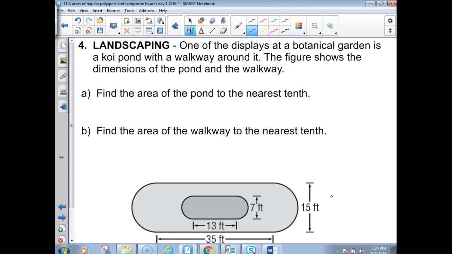One of the displays at a botanical garden is a koi pond with a walkway around it, and the figure shows the dimensions of the pond and the walkway. Clearly, the pond must be this thing in the middle. It's a lot like our racetrack problem.